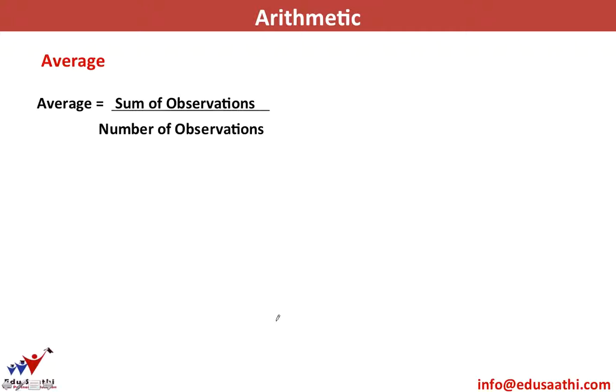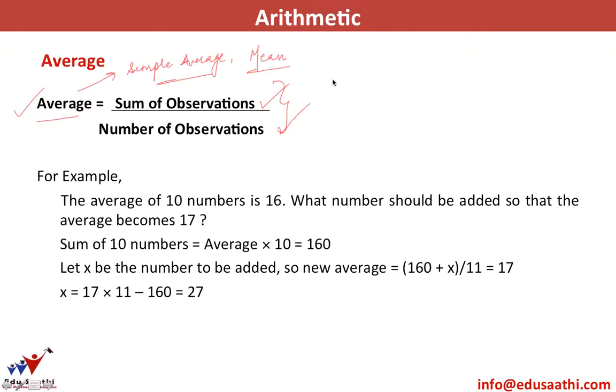Now let's understand the concept of average. Average refers to sum of all observations over number of observations. This average is also known as simple average or the mean value. So if I'm calculating mean or simple average or average, it is very simple. It is the sum of observations divided by the number of observations that we have.